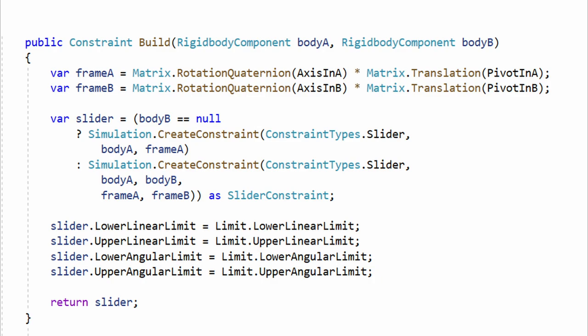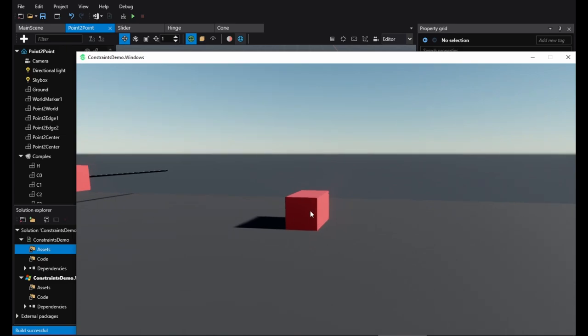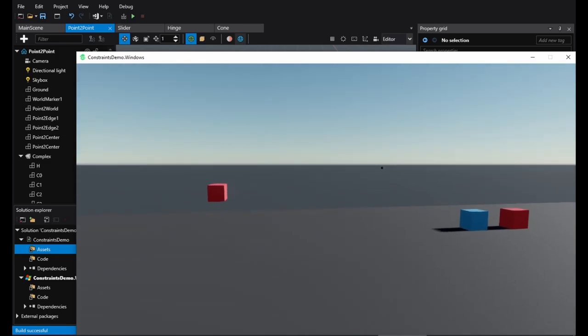You can also set some limits by accessing properties of the slider constraint. There is a linear limit, which is the movement along the constraint axis, and an angular limit, which is the rotation around the constraint axis. So let's start with the basic slider. Here we have an object that is sliding only across this axis, and it has a limit on the distance, so it doesn't go forever.